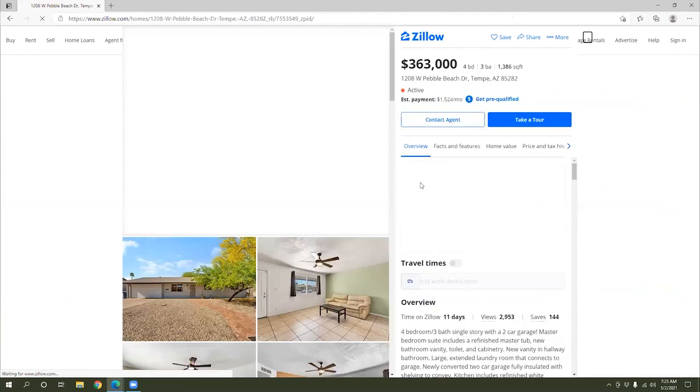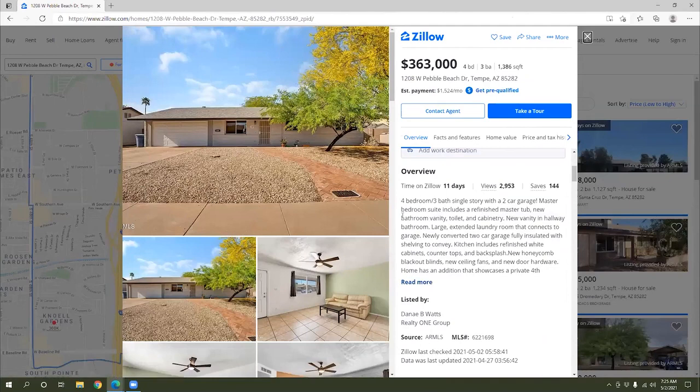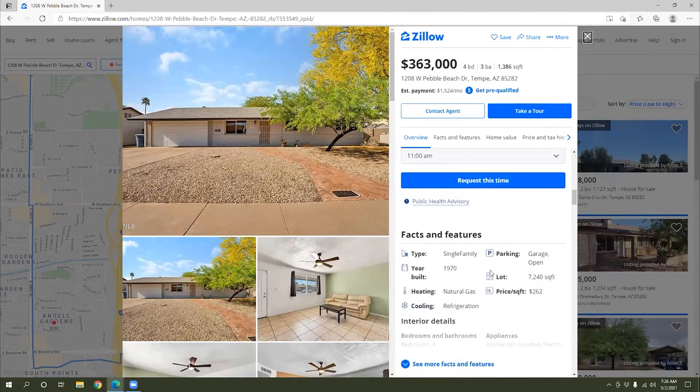Typically, when it pulls up, I'm going to jot down the information we just talked about. I also like to read these remarks just to see if there's anything significant. Does it mention that it needs work, that it's cash offers only, that there's structural issues? I read through it just to make sure there's nothing there that I need to jot down.